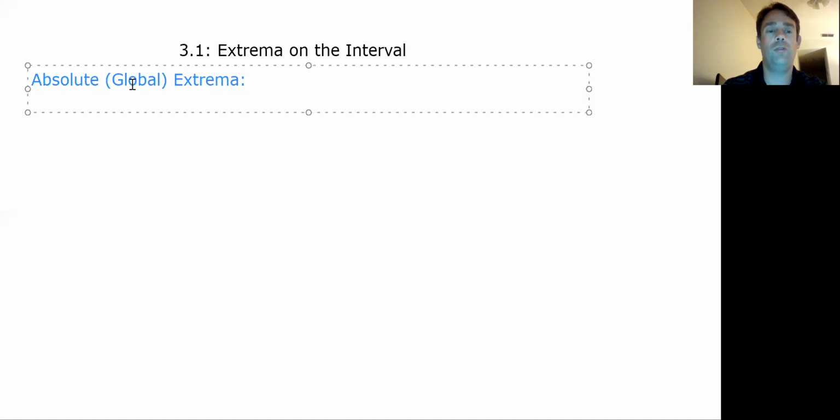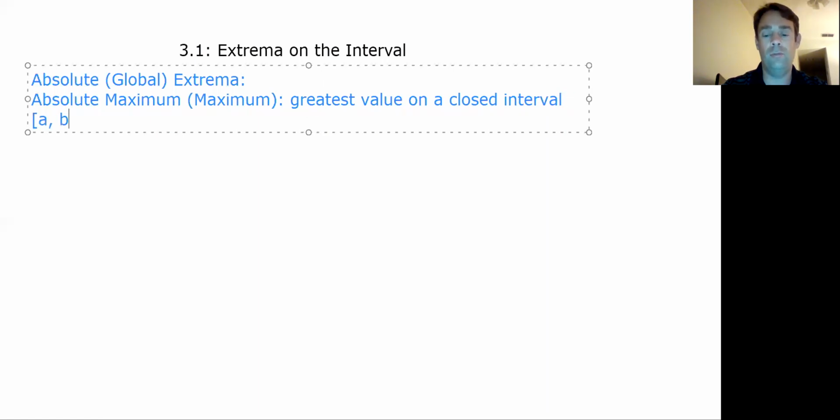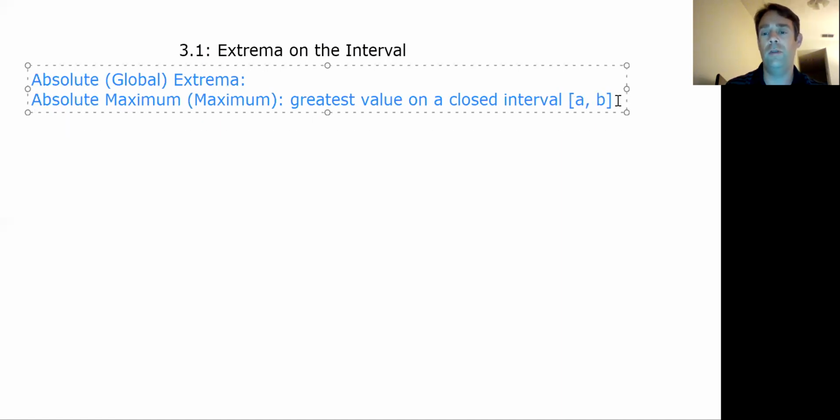Those could be an absolute or global maximum. Sometimes they don't call them absolute maximum, sometimes they're just called maximum. So if you just see the word maximum, that's referring to an absolute maximum. What that is, is the highest or greatest value on a closed interval. And that word closed is a huge, huge word. We're talking about some closed interval, and it doesn't matter what those endpoints are, but they're going to be some x values. We'll just call them A and B to begin with here.